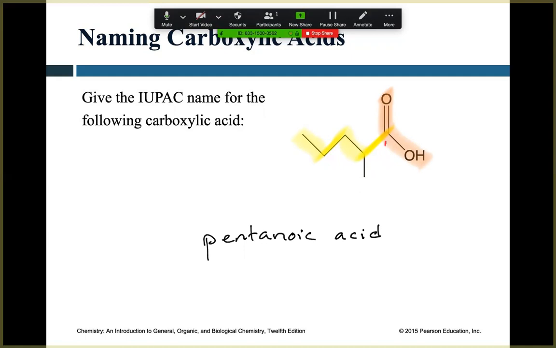Just like with aldehydes, the carboxylic acid is always at the end, or the terminal carbon, so it means it's an end carbon of the chain. So it always starts at 1, 2, 3, 4, and 5. I see I have the methyl group at the 2 position, so it becomes 2-methylpentanoic acid. Again, a very structured approach to naming.